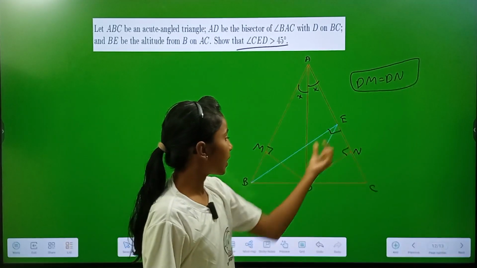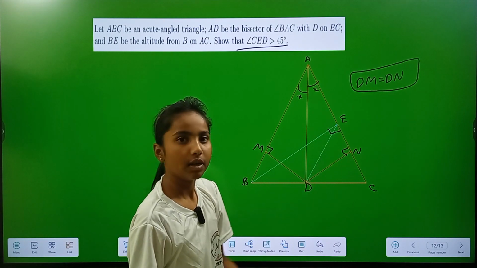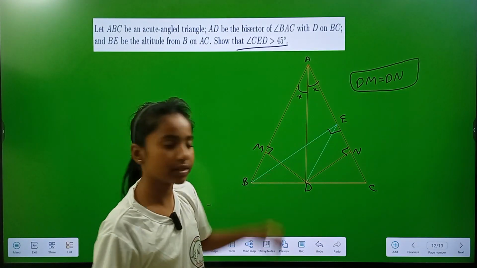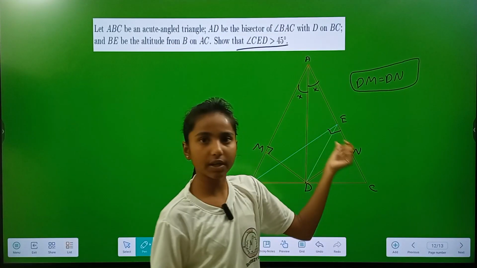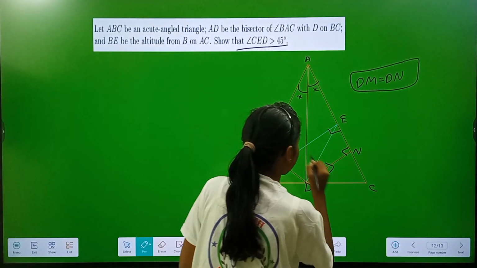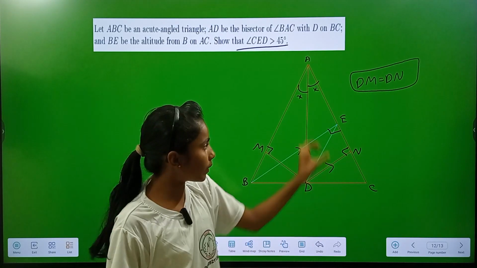Now over here at BE, we have this angle equal to 90 and this angle also equal to 90. If we take EN as a transversal line, then the sum of the supplementary angles is 90 plus 90, which is 180. So we can say that BE is parallel to DN. And we have 90, 90.